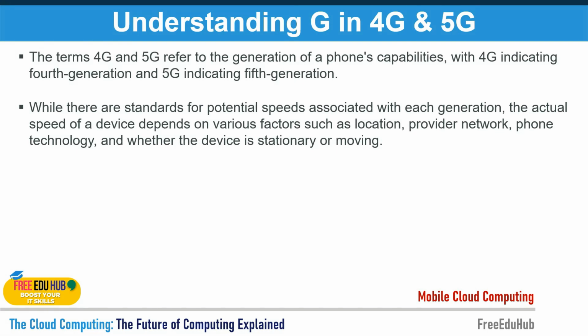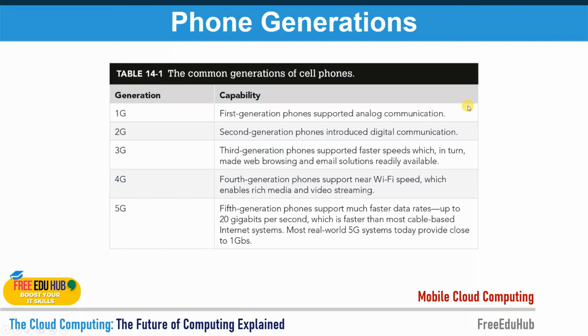While there are standards for potential speeds associated with each generation, the actual speed of the device depends on the various factors, just like where you are located, who is your provider, if they have coverage area there, what is the technology being used by the mobile phones, and whether the mobile phone is stationary or moving. So if you are at a stationary location, you might get better signals for internet and other things as compared to if you are moving around, but you won't even feel the difference when you are traveling around and trying to get the signals of cellular network on the roads, etc.